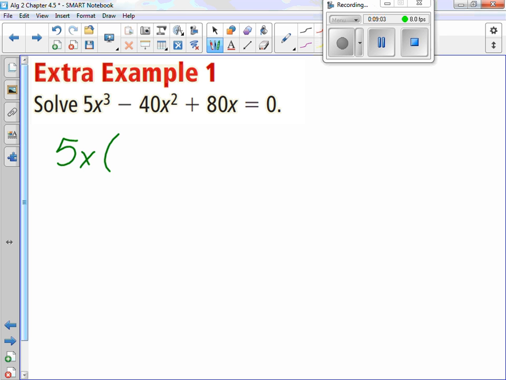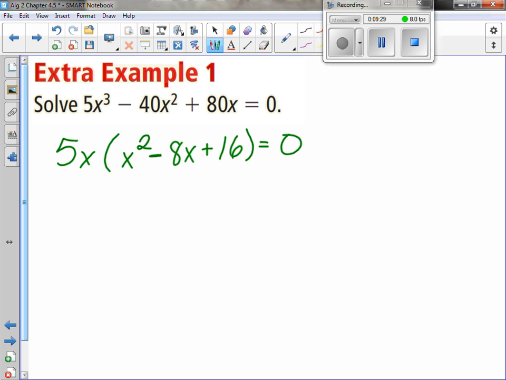5 factored out of 5 is 1. X factored out of x cubed will leave me with x squared. 5 factored out of negative 40 will leave me with negative 8. X out of x squared leaves me with x, plus 80. If I factor 5 out of 80, or do 80 divided by 5, I'm left with 16 is equal to 0.